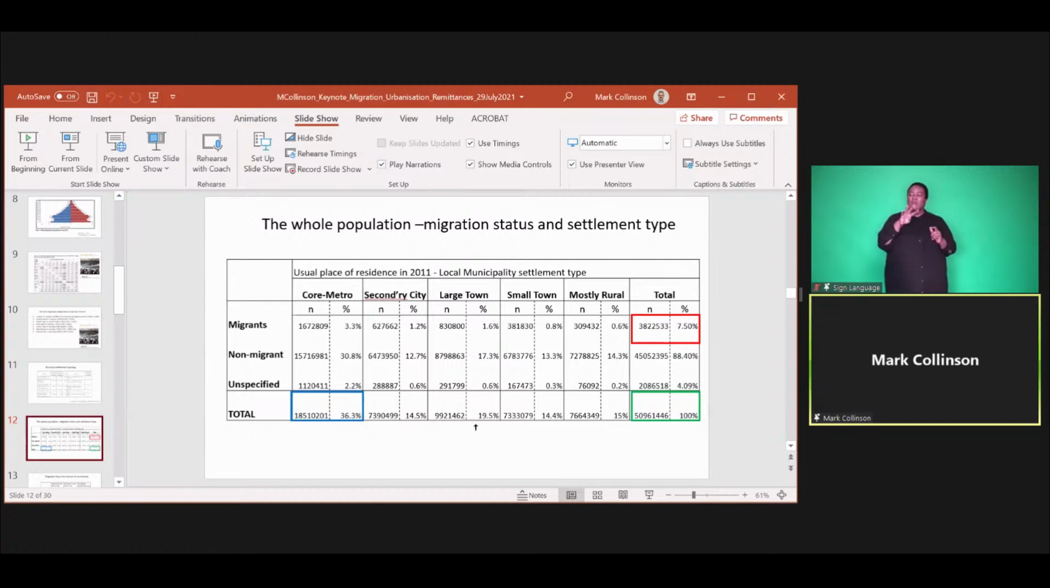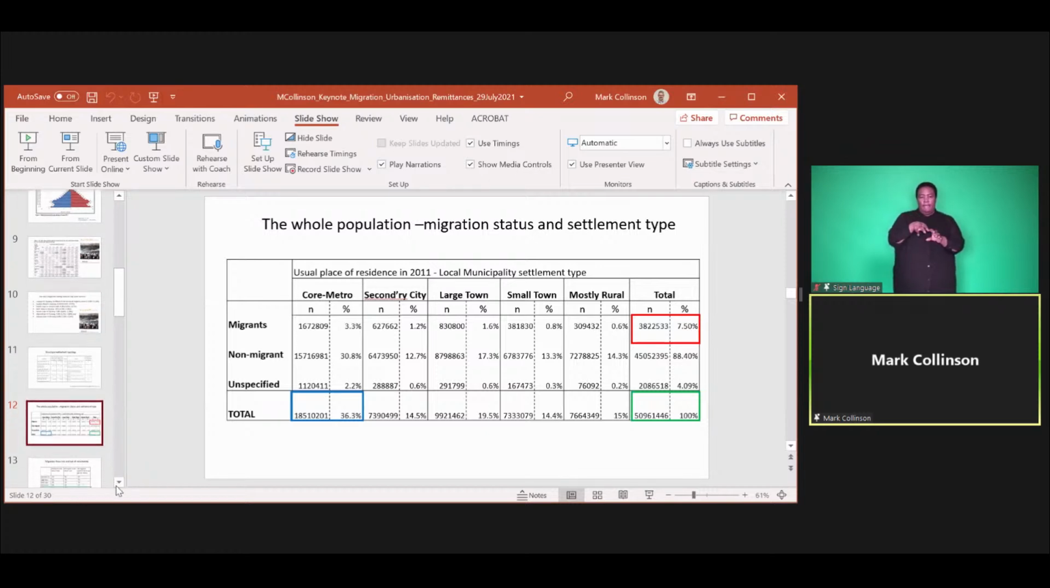Here's where you can see that large towns are more populous than secondary cities, and mostly rural is only 15% of the population. But this doesn't mean, and that's why I was showing you, that there are large proportions of rural even in these other categories. Migration, from here is what we showed, that 7.5% of the whole country was registering an internal migration move. Now I just want to show you a couple more of the dynamics.